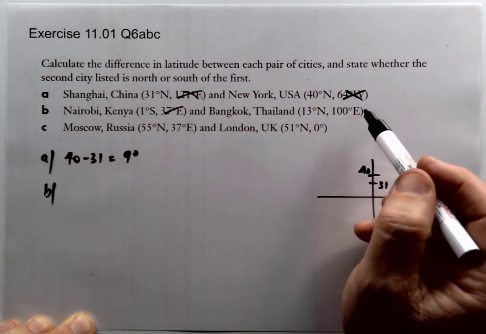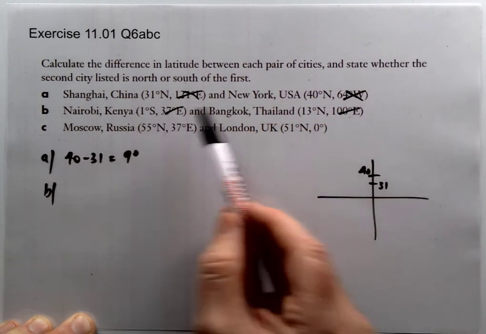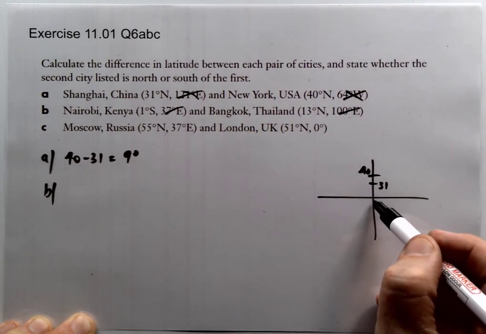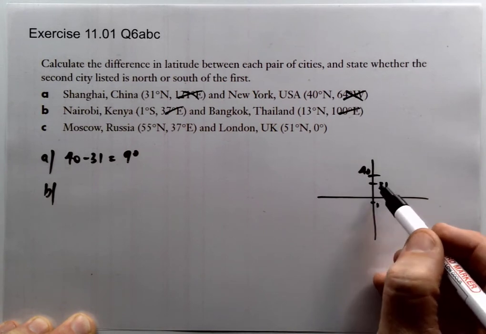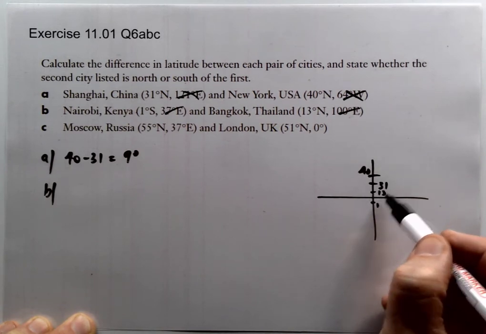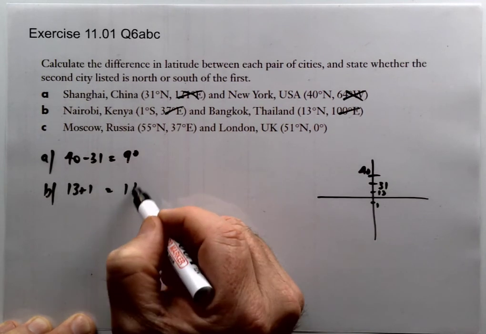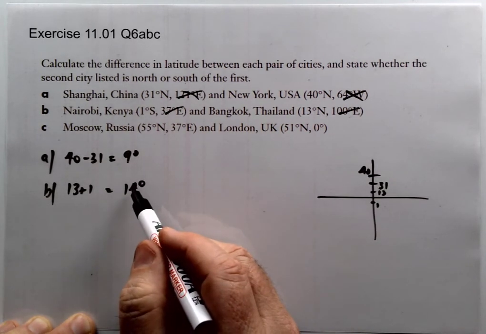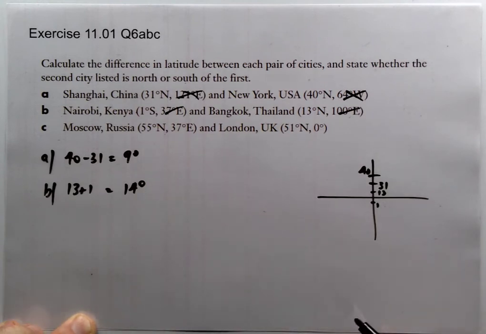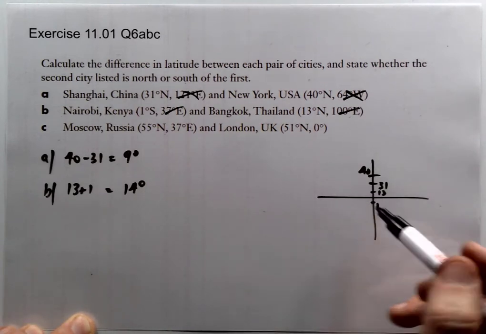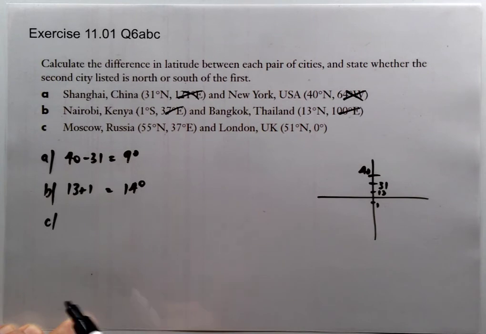Okay, again, Nairobi and Bangkok. One's south and one's north. So one is just 1 degree south and the other one's 13 degrees north. Because they've gone in opposite directions, we need to add those angles to get 14 degrees. Again, relatively small number means they've got a fairly similar climate. They're both relatively close to the equator, so a tropical climate basically.